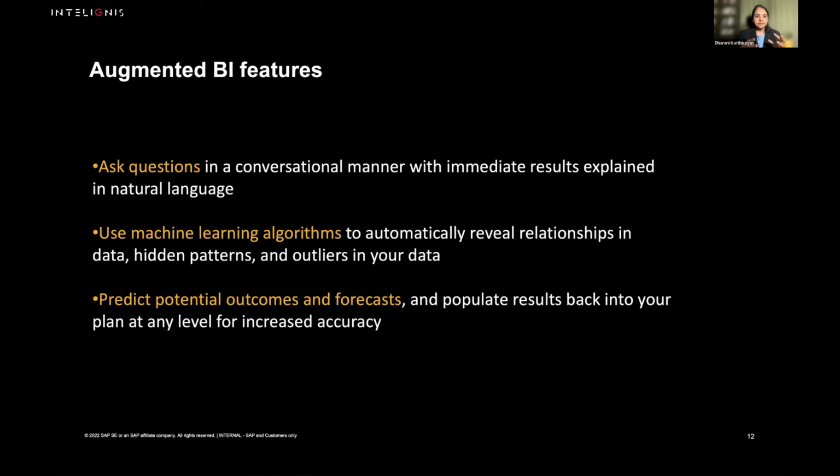Another powerful example is to apply predictive algorithms to predict potential outcomes. As a sales manager, when I'm looking at the sales for the previous quarters, it can automatically tell me how my sales are going to be in future quarters as well. Yeah? So these are some of the powerful augmented BI features that could be used in your organizations.